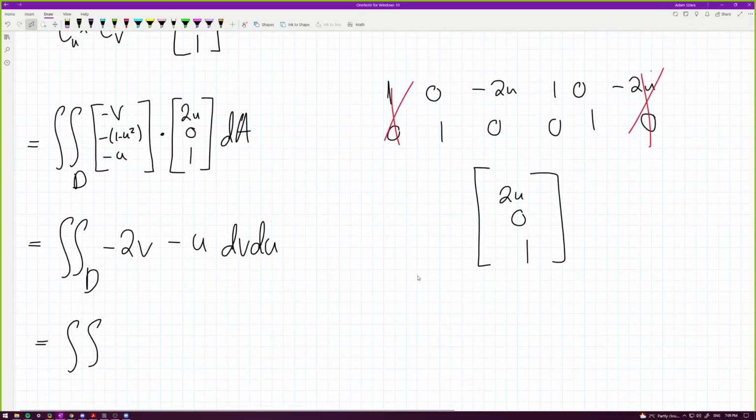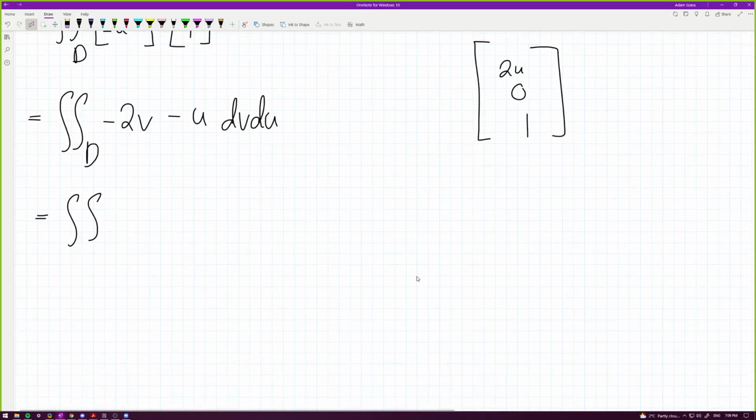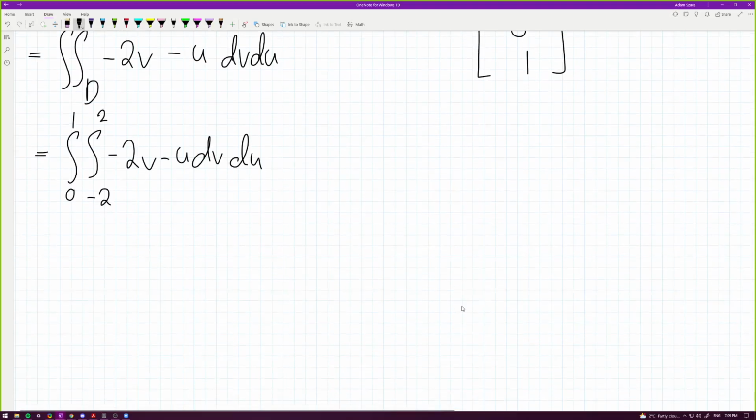So v, like I said, v goes from negative 2 to 2. Right, so dv, well, negative 2v minus u. Dv du goes from 0 to 1. Or u goes from 0 to 1, so that's why I put the bounds like that. And then now I will do this double integration. So with respect to v is going to be negative 2v squared over 2 minus, sorry, 2v.